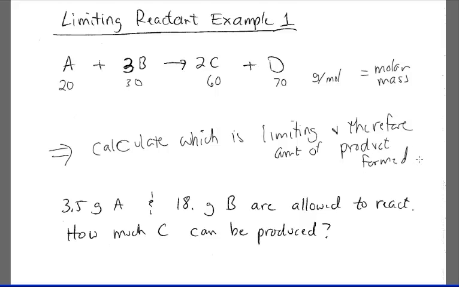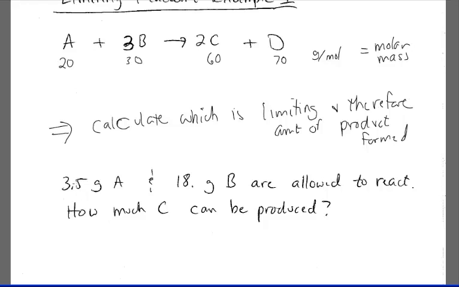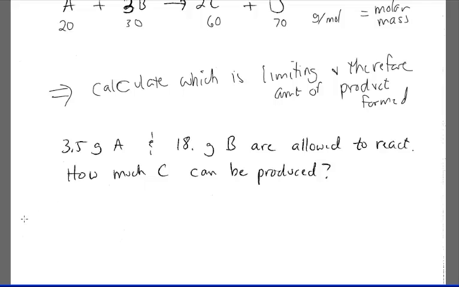Okay, so let's do this example. 3.5 grams of A and 18 grams of B are allowed to react. How much C can be produced? So first we're going to take A and say, what if that one is limiting? Then we're going to say how much would we get if B was limiting, and see which is smaller.